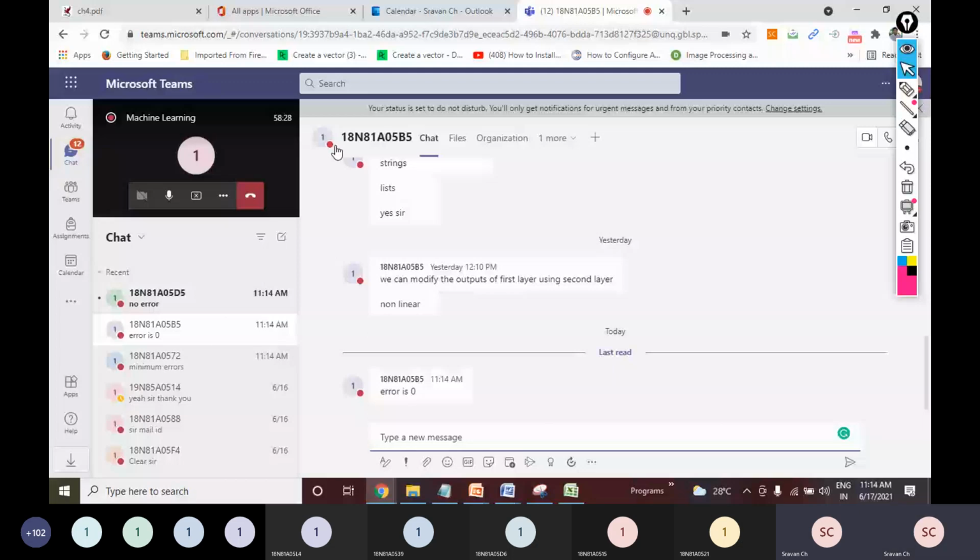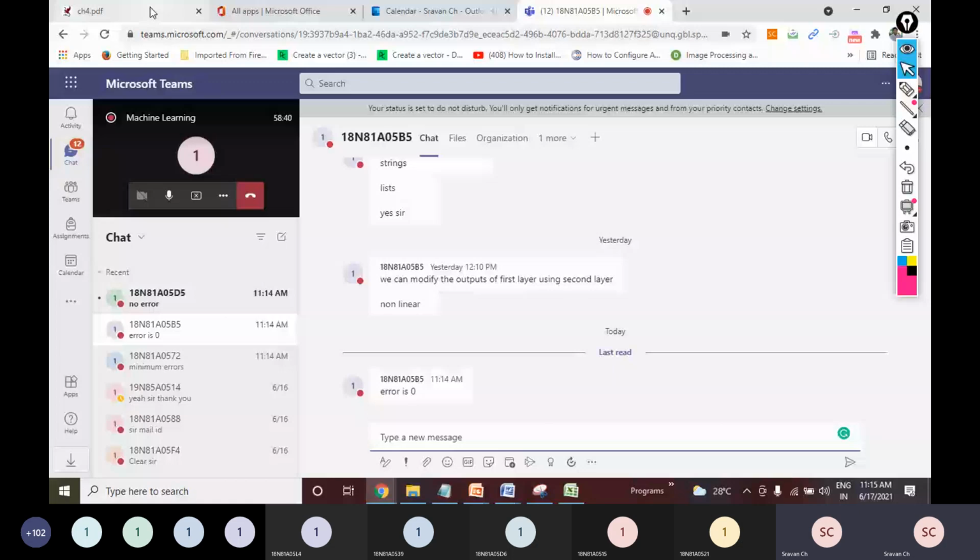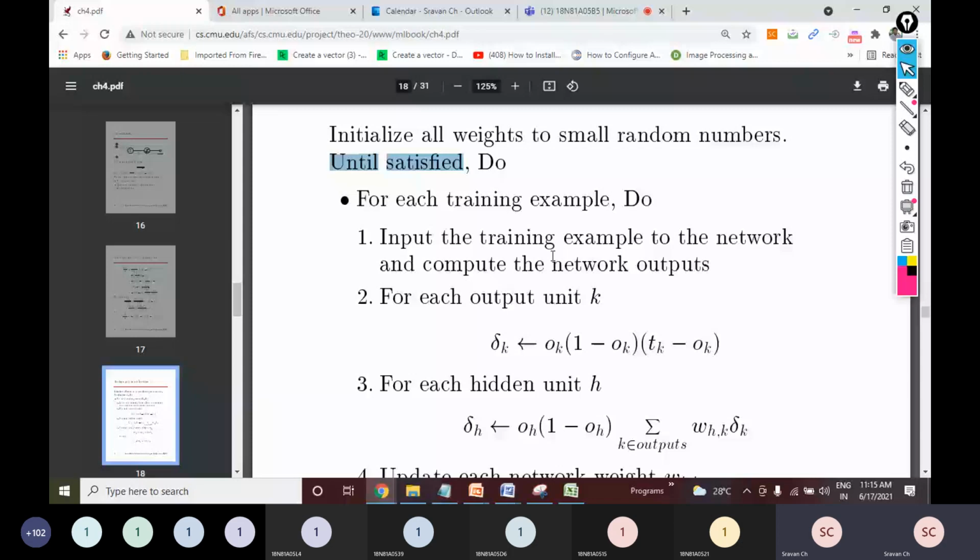So for each training example, what I'll do is repeat: input the training example to the network and compute the network weights. It will look like this, my dear friends. I'll draw it here. For example, I have two inputs. So this is my input layer. This is the hidden layer. And this is my output layer, for example. So these are my inputs.